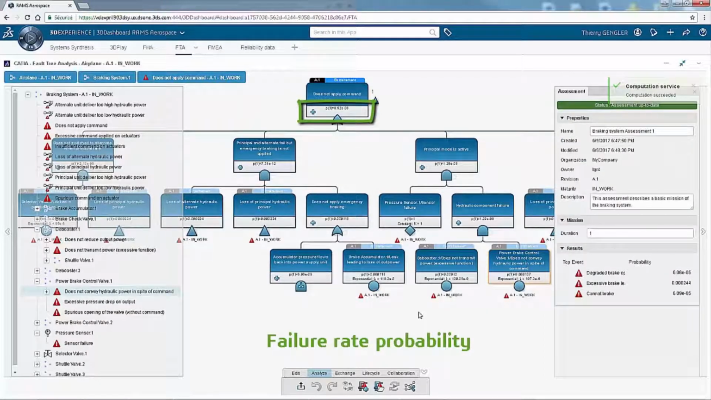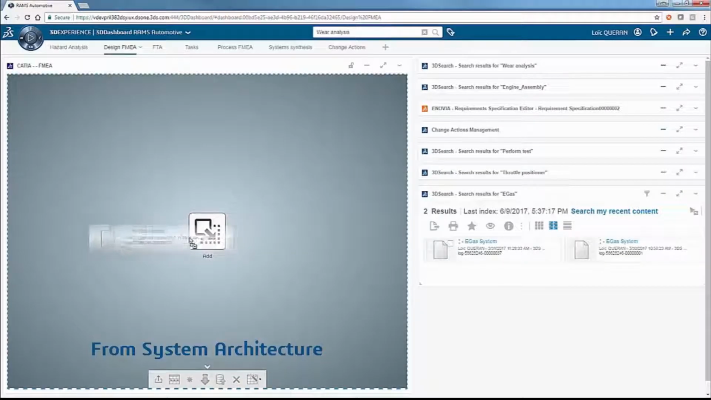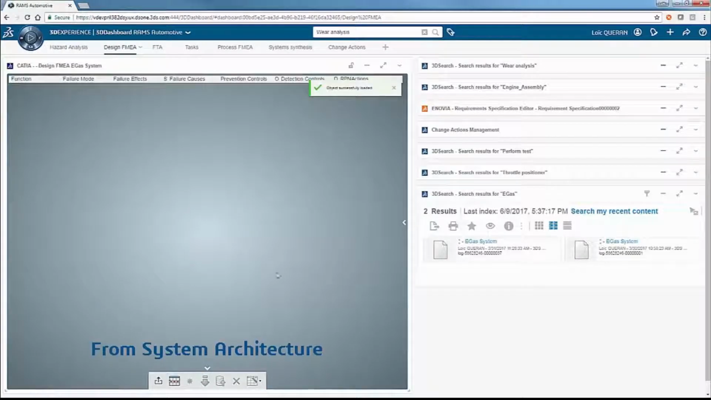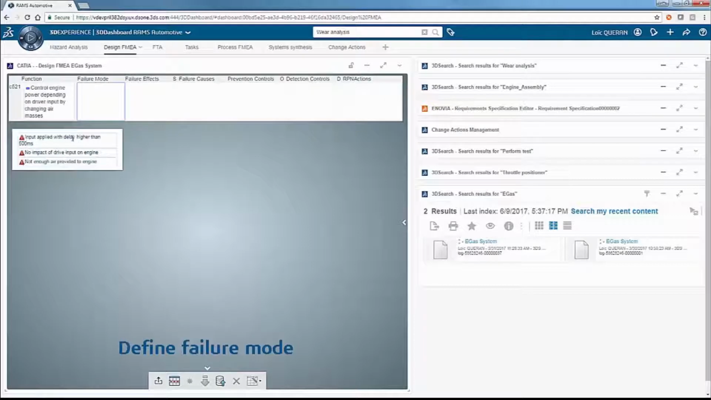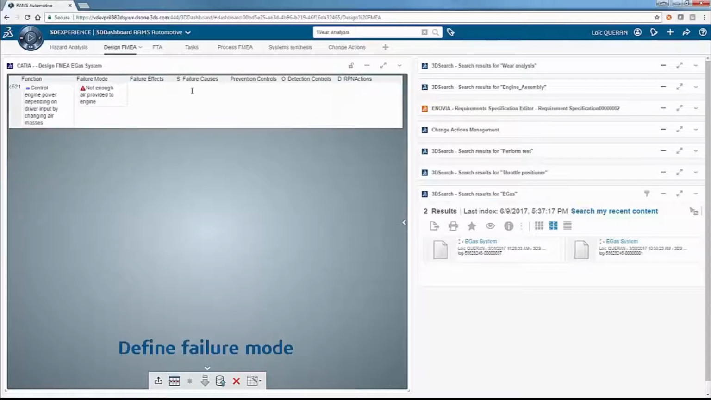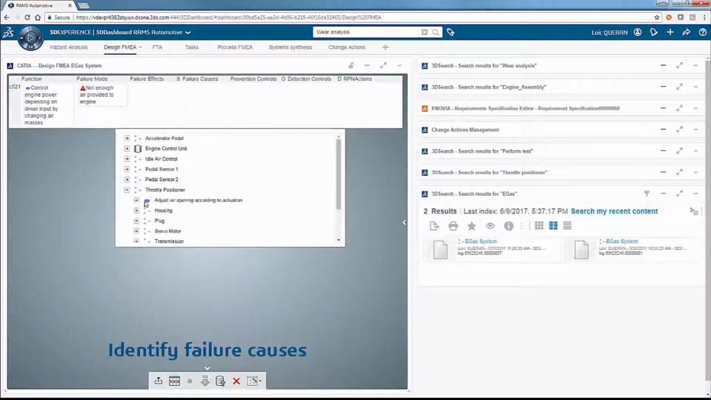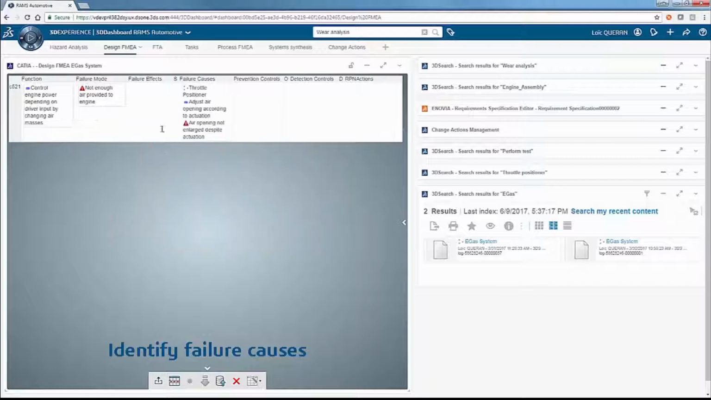Having just seen the probability of failure rate of a part on an aeroplane, next we can see the failure of an engine in a car. Quality analyst starts from system architecture done by a system architect. He selects a function from a given component. He identifies potential failure modes. He defines potential root causes and their effect.